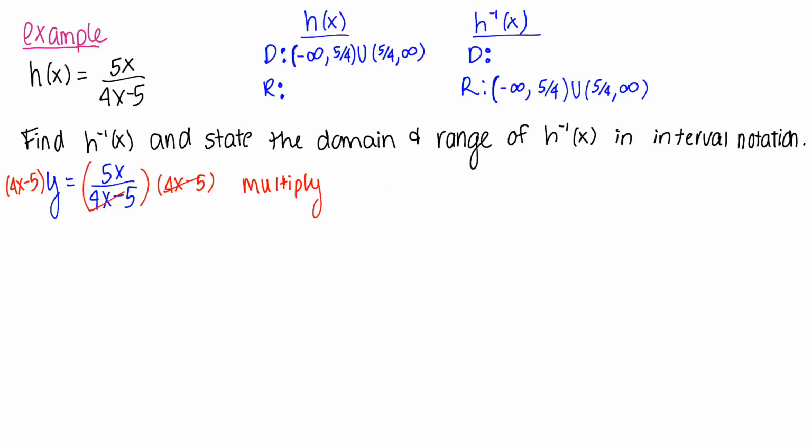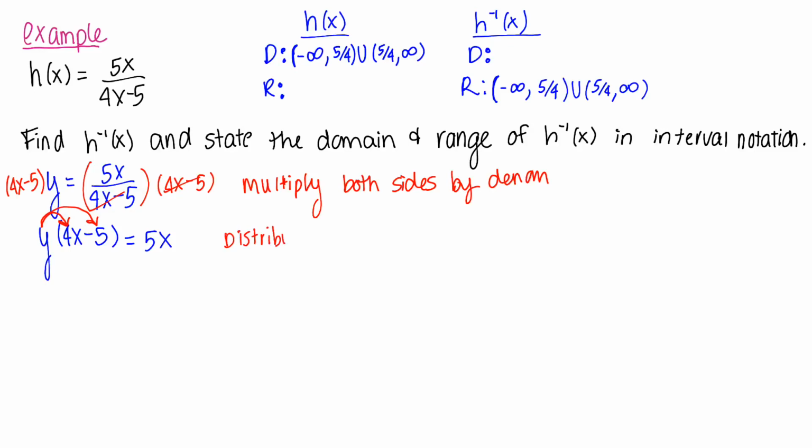That looks like it. Both sides by the denominator. So now we have, I'm going to put the y out front, so y times 4x minus 5 equals 5x. The next step is you're going to distribute the y, always, when you have rational functions and you're finding inverses. This is always the algorithm you use. So I have 4xy minus 5y is equal to 5x.